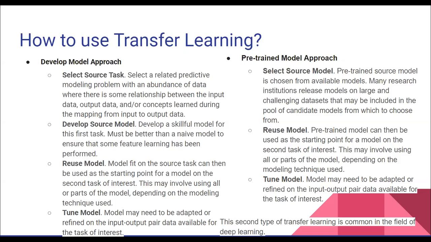And after that, your model is not really done. It needs to be adapted, maintained, refined, so that the input and output data is available for other tasks of interest. So that's where hamsters come in. It needs to be fine-tuned, which you're going to be learning next lesson, how to fine-tune models. It needs to be fine-tuned in order to produce results for other given data sets. So that is the developed model approach.